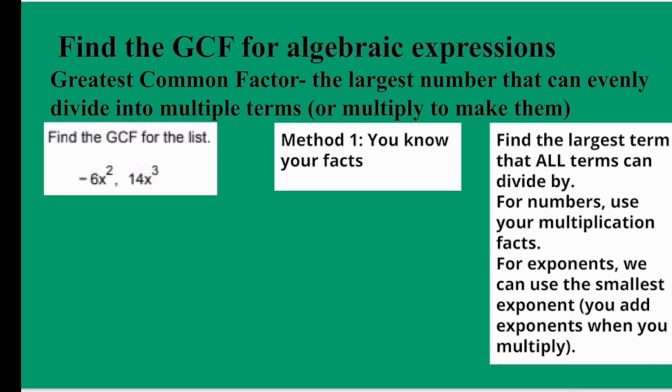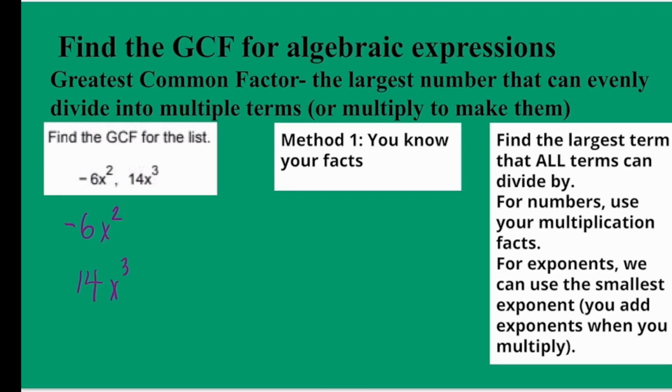For numbers, you use your multiplication facts. For exponents, you can use the smallest exponent that they give you. So the question says, find the GCF for the list, and we have two terms, negative 6x squared and 14x to the third. So these are our two terms, and we have to find the largest number that can divide.